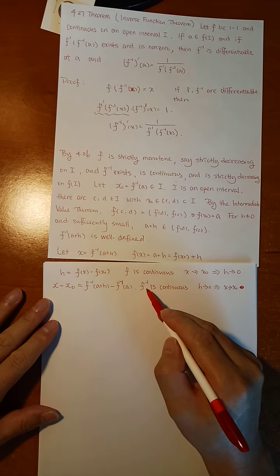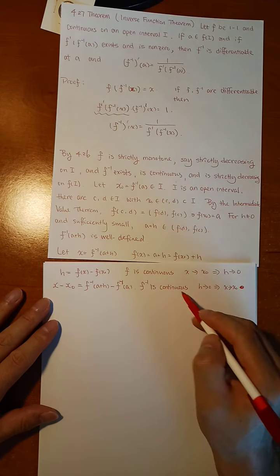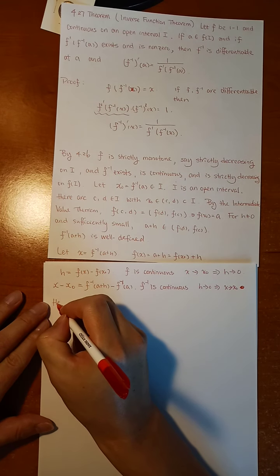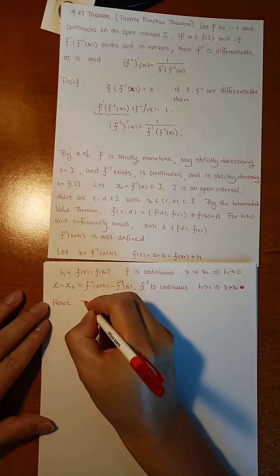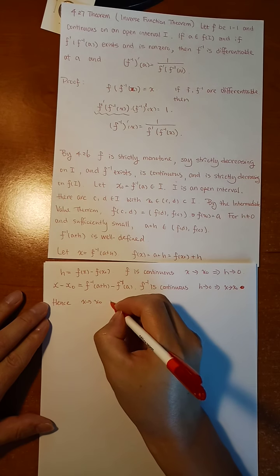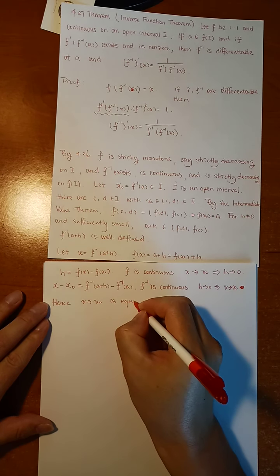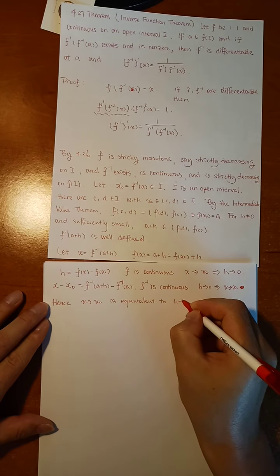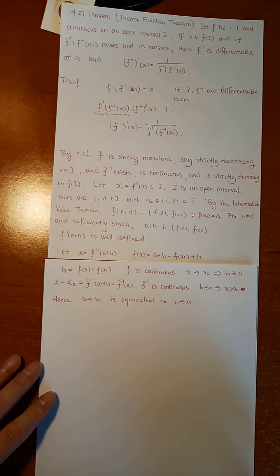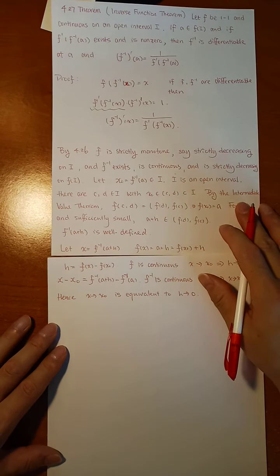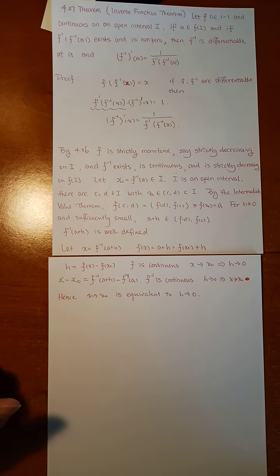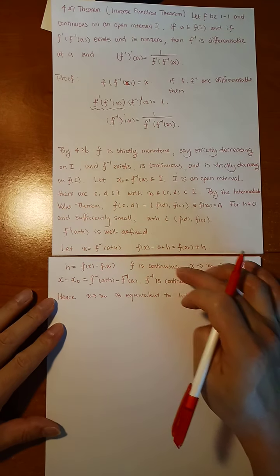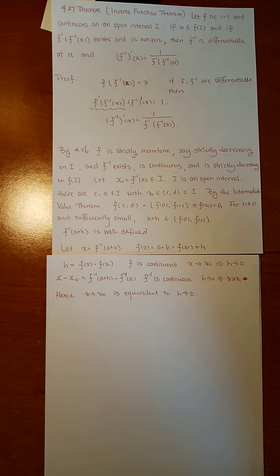We know f and f inverse are both continuous, so these two conditions are equivalent. Hence, x approaches x0 is equivalent to h approaches 0. All right, that's because of these two continuities.